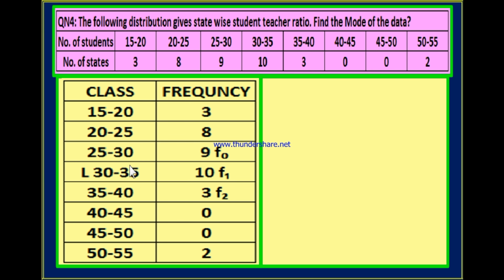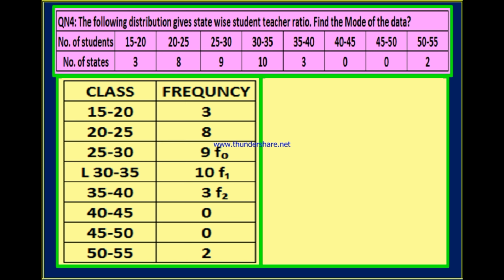Since 30-35 is the modal class, dear children, what about L? L value means lower boundary, which is 30. L is equal to 30. And the highest frequency is denoted by F1. The frequency above F1 is F0 and the frequency below F1 is F2. So, since the highest frequency is 10, F1 is equal to 10 and F0 is equal to 9 and F2 is equal to 3 and L is equal to 30. As you know all these values, then you can go for the calculation part.